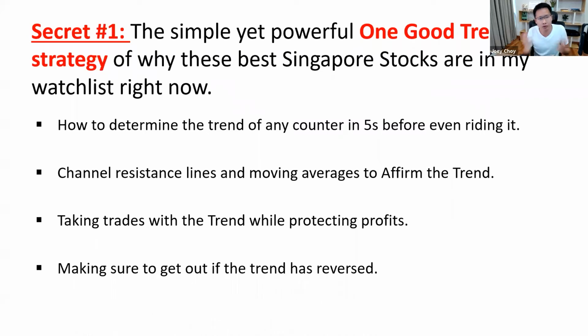So pretty much this is the whole strategy. We want to take trades along with the trend, and of course we want to make sure we know what the trend is first, right? The worst thing to do is you think that the trend is up, but actually it's down, and then you're just buying into it and it goes down and down, right? So that's not what we want to do. We want to make sure that the trend is correct first, and then we move on to the second step, which will be secret number 2, right?